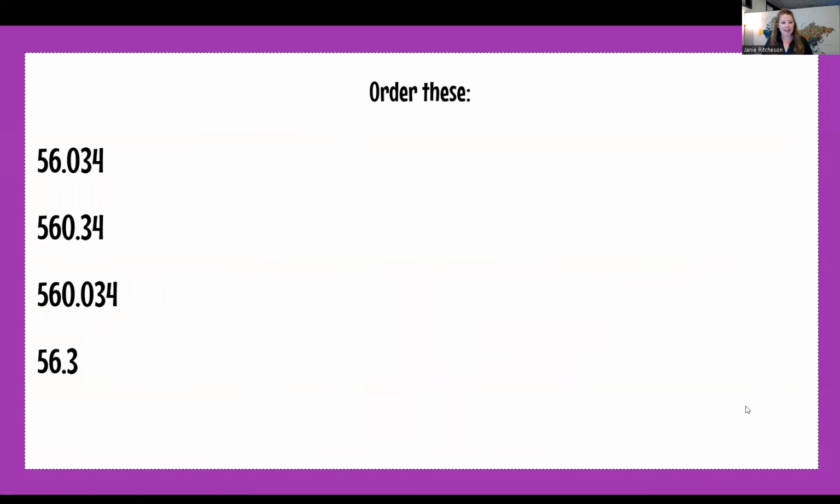All right, so if I had these on a piece of paper, I find that the easiest thing for me to do is just to write them on top of each other, lining up those decimals. So I would write 56.034. On the next one, I'm lining up that decimal. So then I'm going to have 560.34.